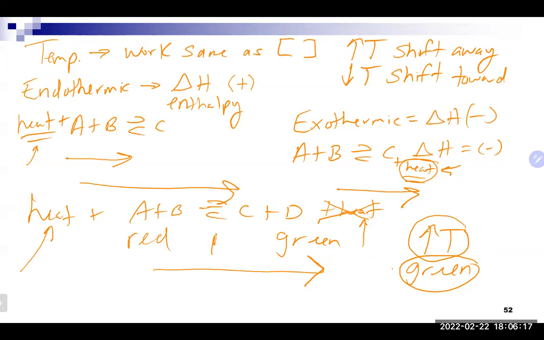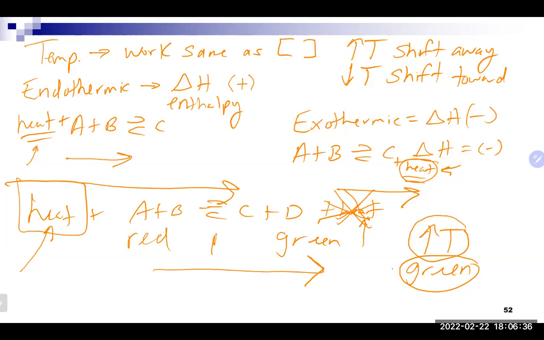The only way to get it to go to the right by increasing the temperature would mean it has to be endothermic to do that. It has to shift away from that side. Again, if it was exothermic over here, it would have turned my test tubes red if I increased the temperature. So you can look at something like that and determine if it's exothermic or endothermic.